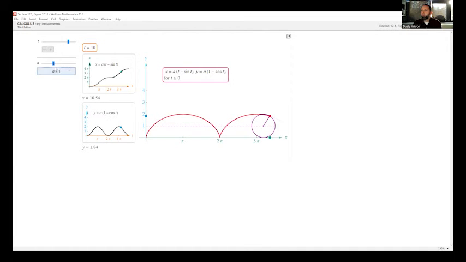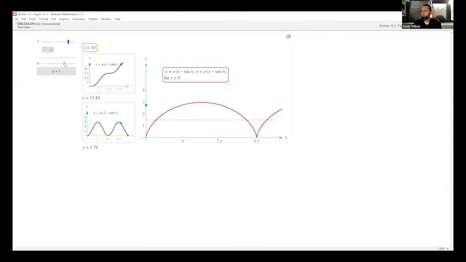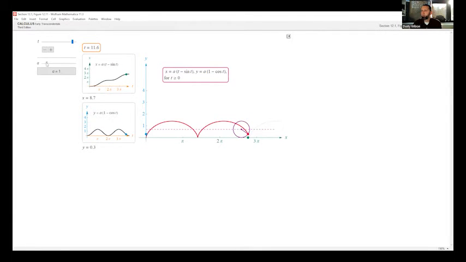So we could ask, what does the A do in these equations? A is going to basically adjust the size of the circle. So here we could rotate along, and now we've got a bigger circle, which is going to make a bigger cycloid curve. Smaller circles, more loops.